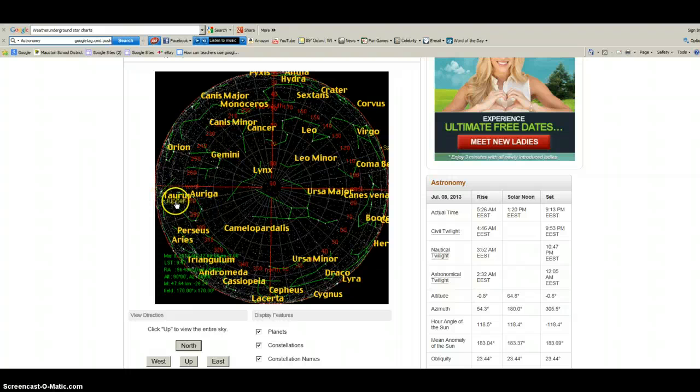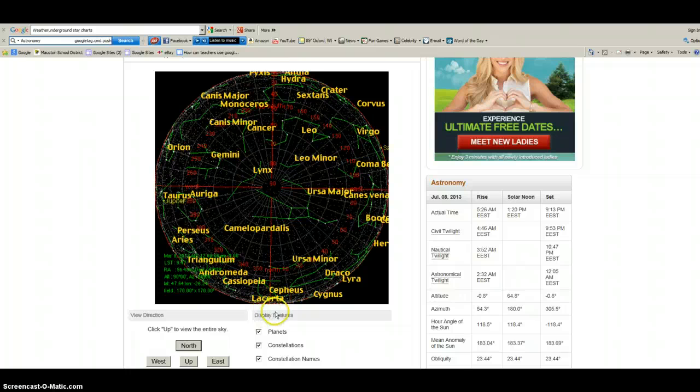It's hard to see on this chart, but when you look up in the sky, it's easy to see. It moves across the sky. Remember that as these stars move this way, the planets move this way. The planets move in the opposite direction from the stars, and that's how you can tell where they are.